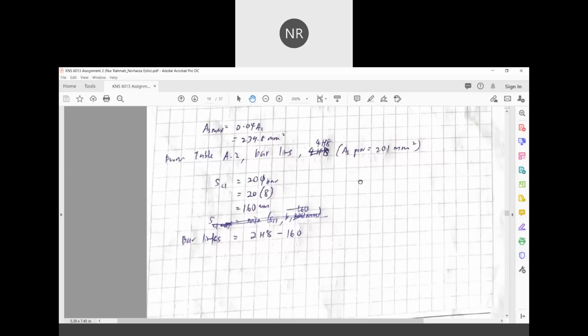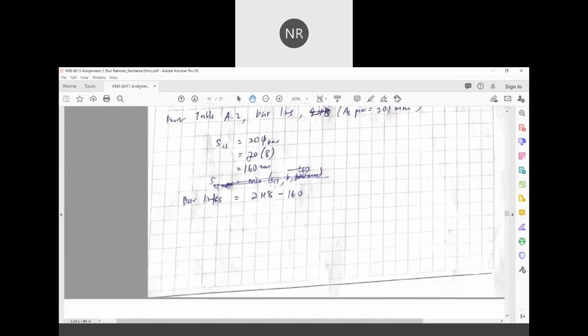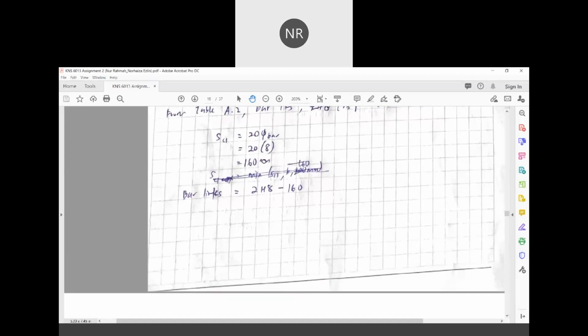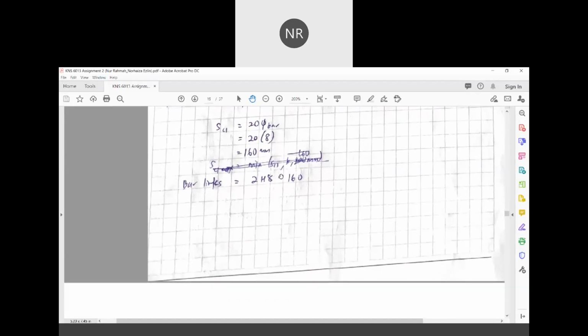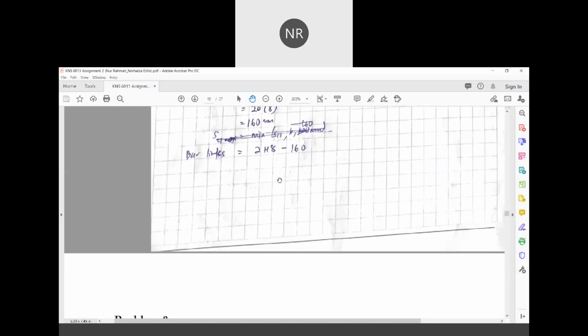So from the table in Eurocode, the bundling should be 4H8, giving the area provided as 201 millimeter square. To get the spacing, using the formula, we can get the spacing as 160 mm. So for this design, the bar spacing will be 250 mm.